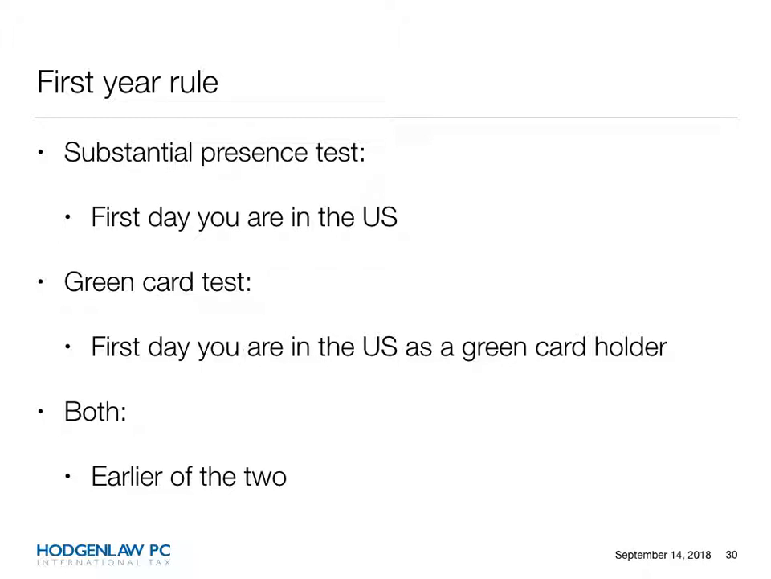On a side note, if you are a US resident during any part of the preceding calendar year, and you are a US resident for any part of the current year, you will be considered a US resident at the beginning of the current year. This applies whether you are a resident under the substantial presence test or green card test.